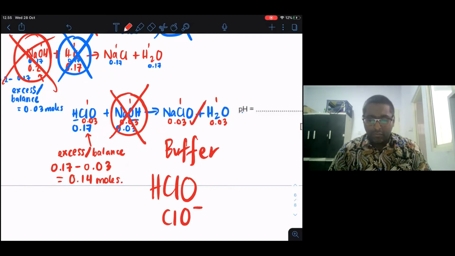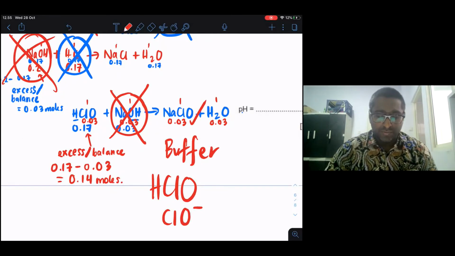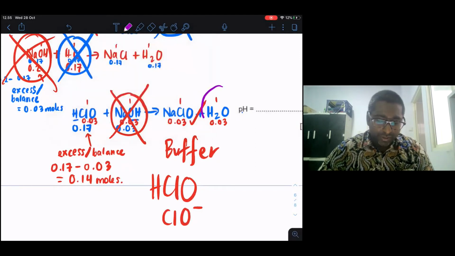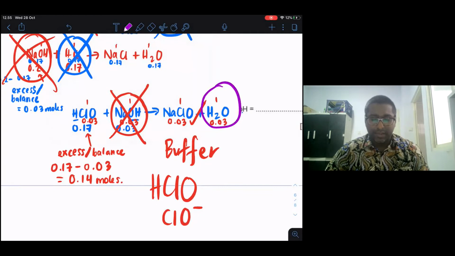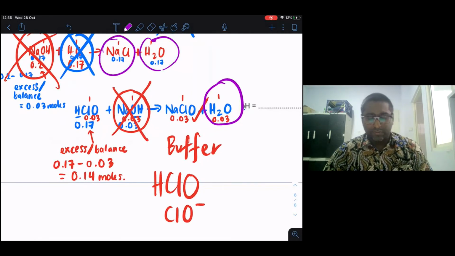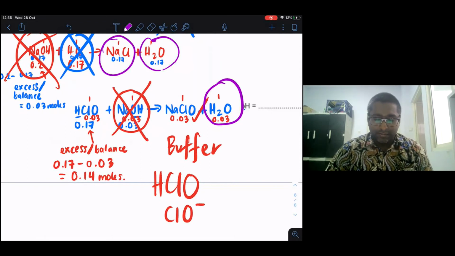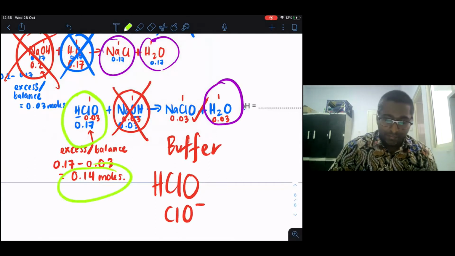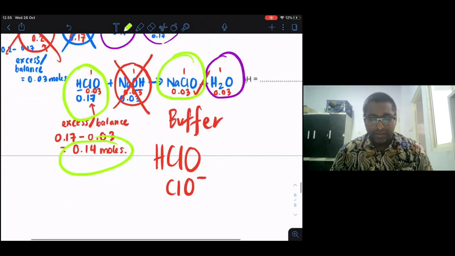So in this case, what are the things that we will not use? If I circle the things that I will not use, I will not use water. I'm not bothered about sodium chloride. The only things I'm bothered about now are these, to be exact, the balance. So let's look at the buffer.